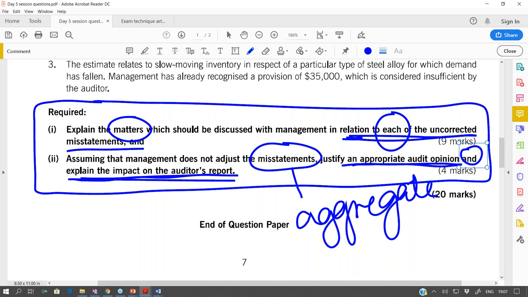So we need to justify an opinion, right? And did we get this in the session today, how we justify an opinion? Will we only write qualified opinion, or will we tell qualified opinion and why? Justify. And will we just say material, or will we justify why it is material? So justify an opinion and explain the impact on the report. How many marks do we have for that? 4. Okay, let's do the breakup on the Word file.